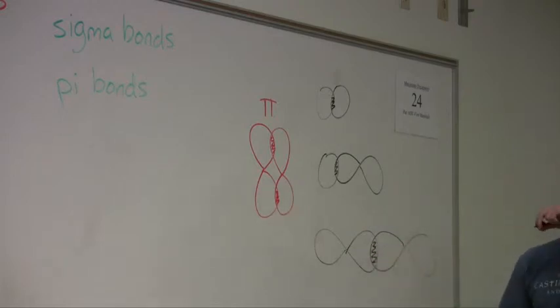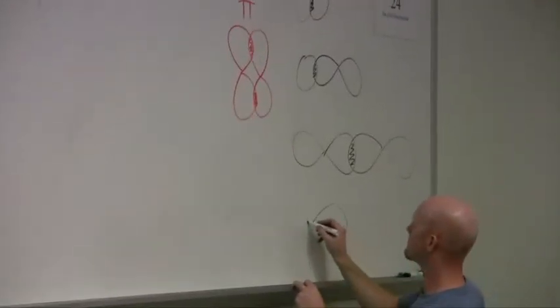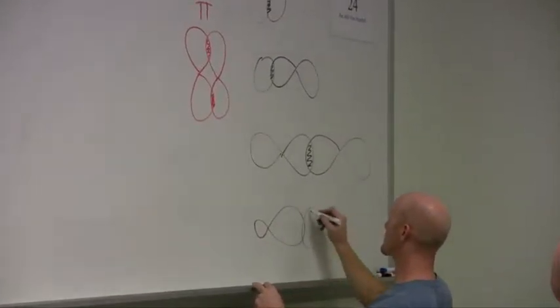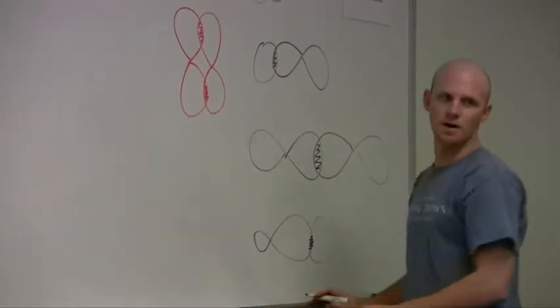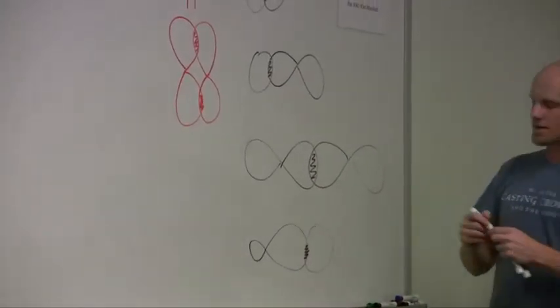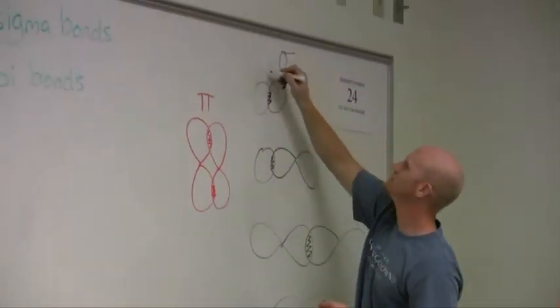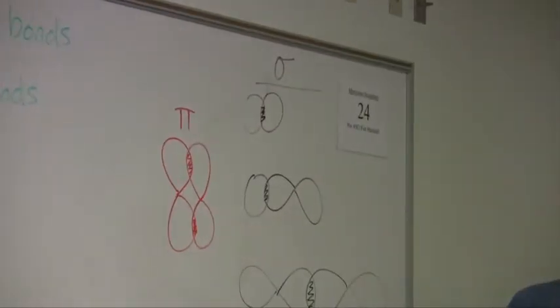Overlapping in an end-to-end fashion. You could also have a hybrid orbital of some sort involved in making a sigma bond as well. These are all sigma bonds.